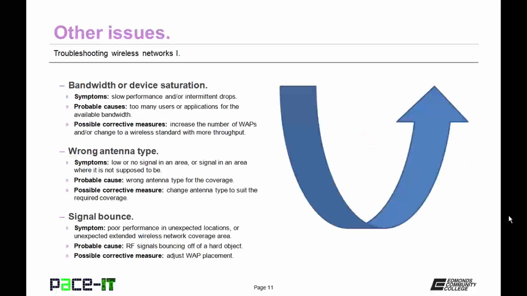Then there is signal bounce. The symptom is poor performance in unexpected locations or an unexpected wireless network signal in an area that was not intended to be covered. The probable cause is the RF signal bouncing off of a hard object. The possible corrective measure would be to adjust the wireless access point placement.